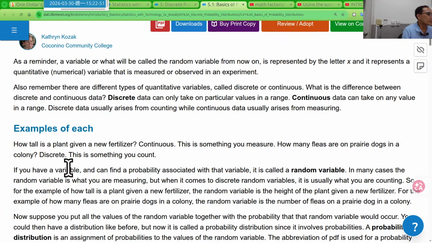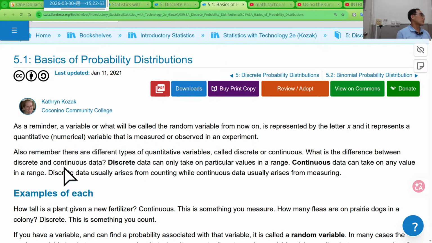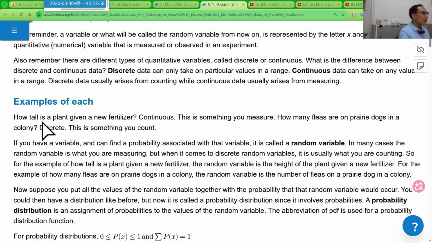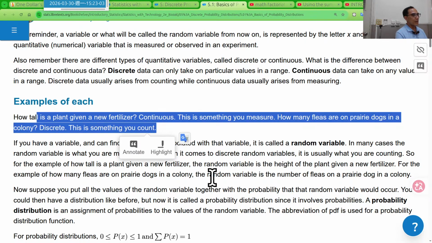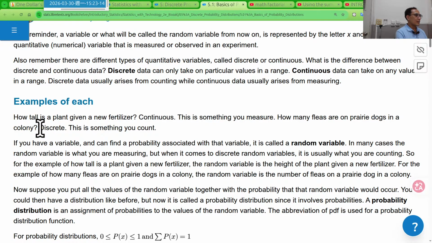Okay, examples of each. We're still in chapter 5.1, basics of probability distributions. How tall is a plant given a new fertilizer? Continuous. Sometimes you measure how many fleas are on a parent stock in a colony. Discrete, because all fleas are countable. One flea, two fleas, three fleas, and that is discrete.